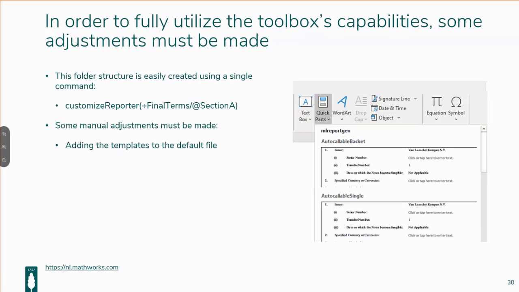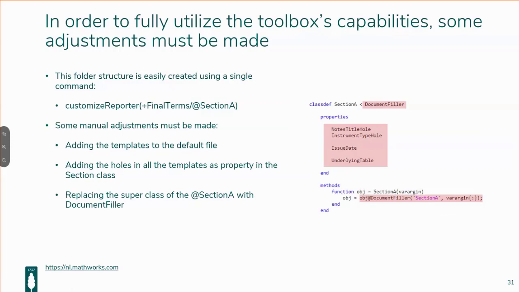However, in order to fully utilize the toolbox capabilities, we have to make some adjustments to have it working to our liking. First of all, we have to add all of our customized templates to the default file. We do this by storing them in the quick parts library in the Word template file. That could be multiple templates, for example the autocallable basket or autocallable single, but we can store all kinds of templates in this library for each file.